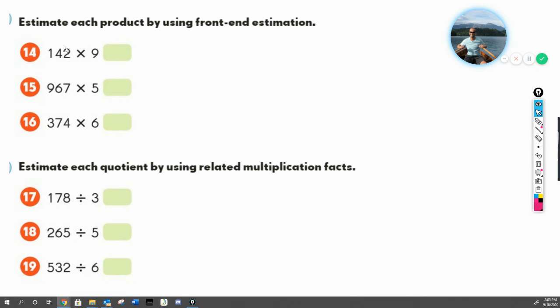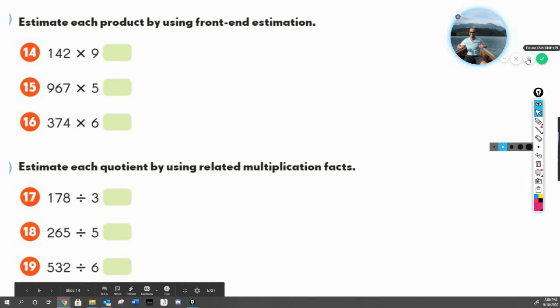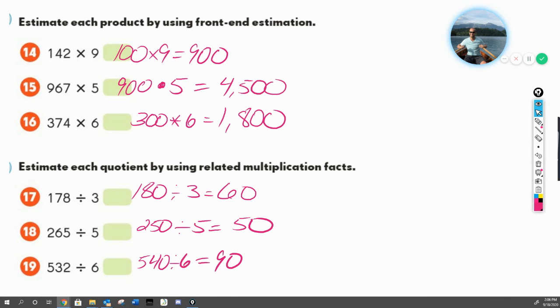Remember, front-end estimation is not rounding. It's just using that first digit and then estimating quotients by using related multiplication facts or division facts that are close to help you do the estimating. I'm going to pause and you're going to do your best work. Go! All right, up top, I changed 142 to 100, 967 to 900, 374 to 300. Remember, I'm not rounding. I'm just keeping that first digit. And then just for kicks, I used 3 different division signs. You guys get used to seeing those, and they'll pop up on your test and such later in the year.